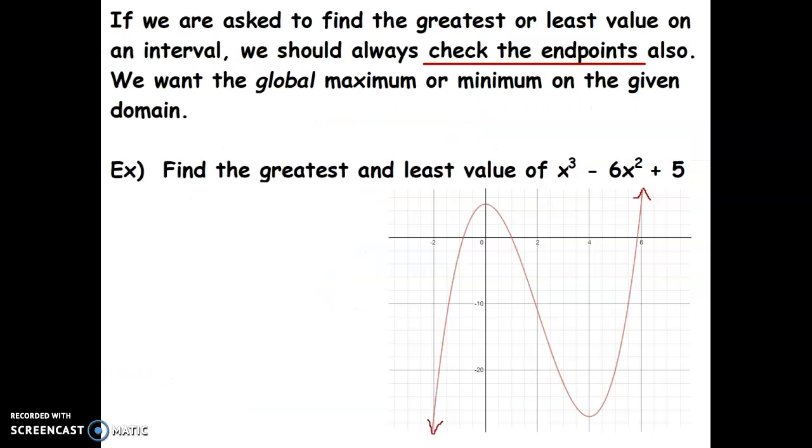Okay, the last thing we need to talk about, the global maximum and minimum. We mentioned this the other day. We haven't really done a whole lot with it. So when you're looking for the global maximum or minimum, it's important that you also check the endpoints of the graph.